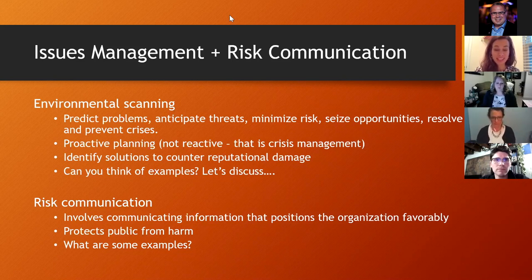I'll start with an example to get the juices flowing: warning labels on products, product recalls, that kind of thing. Those are, okay, we've identified what a problem is. How are we going to communicate this now before it becomes a crisis? That's the risk communication. Can you guys think of any other examples?